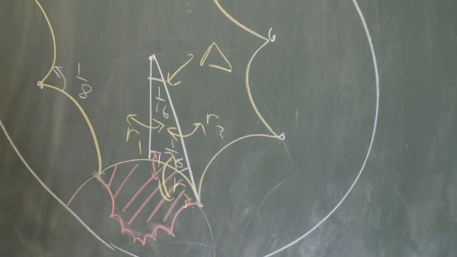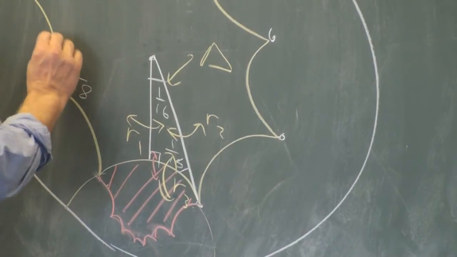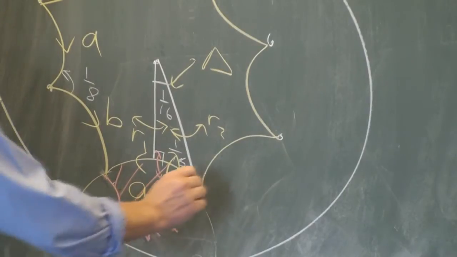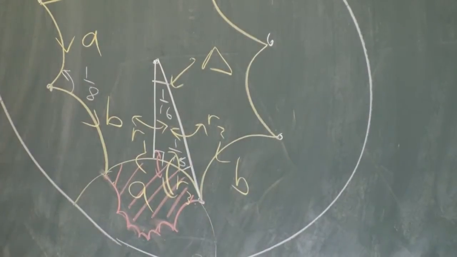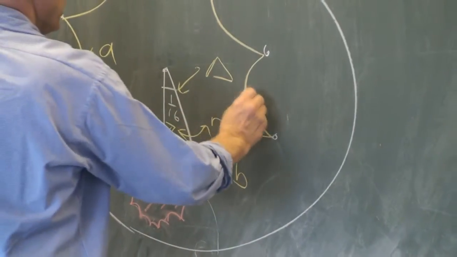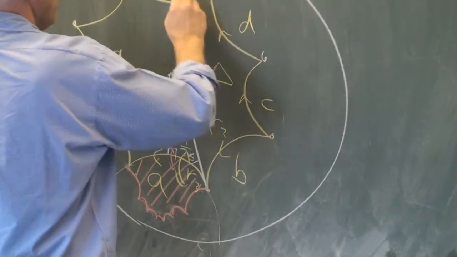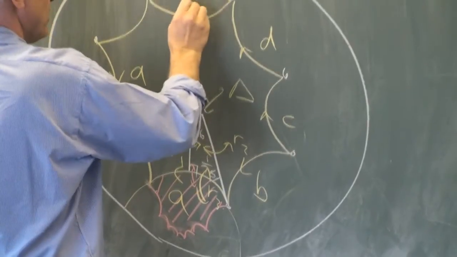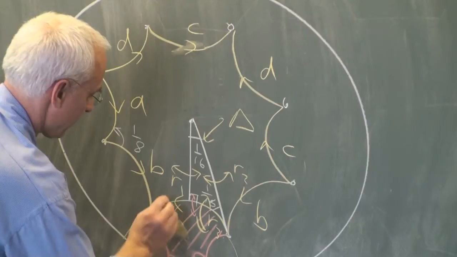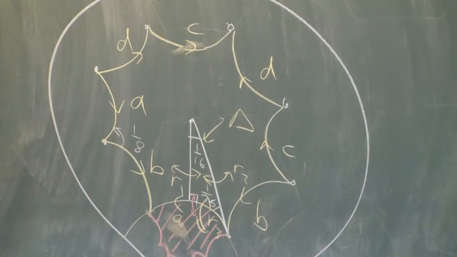So let's call this one A and this one B. So this one will be A in the opposite direction, and that will be B in the opposite direction. A, B, A inverse, B inverse, and then C, D, C, and D. Yeah, that's the side A.